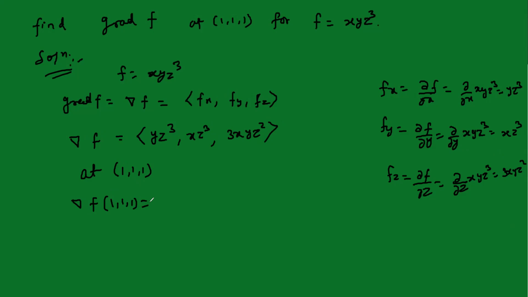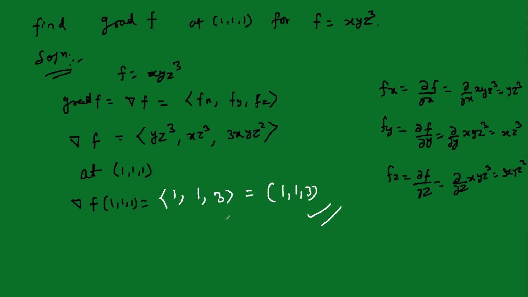So put the value of x equal to 1, y equal to 1, and z equal to 1. What will you get? When you put 1 here, you will get 1 into 1 cubed, 1 into 1 cubed, 1 into 1 into 1 squared, so 3. So 1, 1, 3. Right?